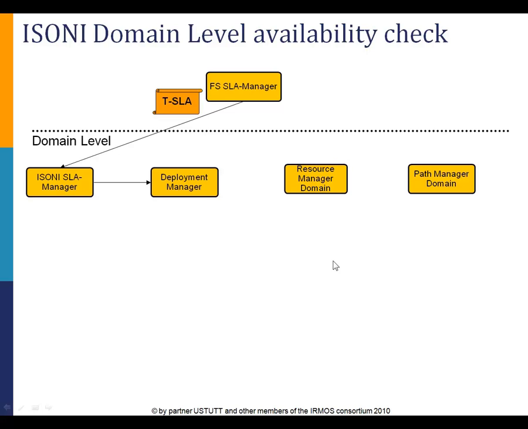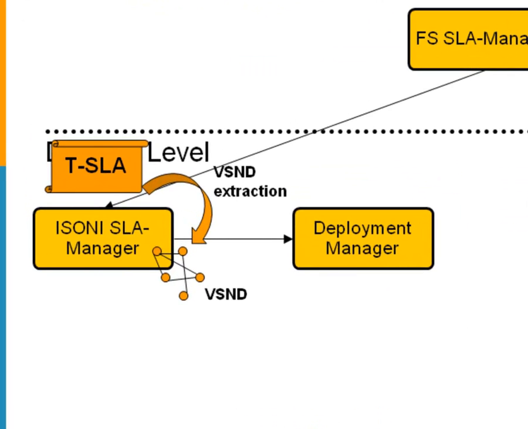The Isoni SLA Manager is the single access point to the Isoni. It receives the technical SLA with the Virtual Service Network description. It contains a description of all service components, virtual links and storage objects for the application. This includes, for example, the CPU power, amount of RAM, the required bandwidth, or the size and access speed to the long-term storage. The SLA Manager checks the PSLA and extracts the VSN descriptions for further processing and pre-reservation.